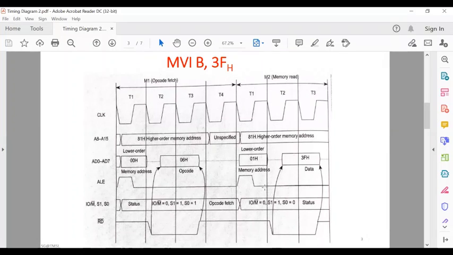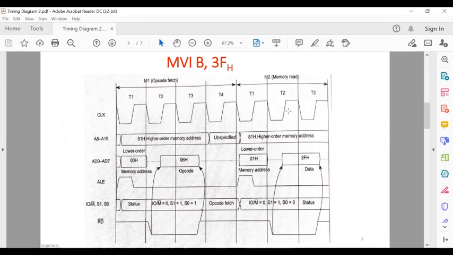So that will also be performed. As you can see in this timing diagram of every instruction, every read operation will be performed between the middle of T2 to the middle of T3, whether it is opcode fetch or memory read, or if it is write. So every main control operation will be performed between the middle of T2 and the middle of T3.